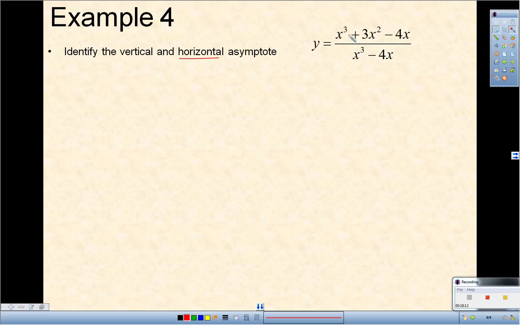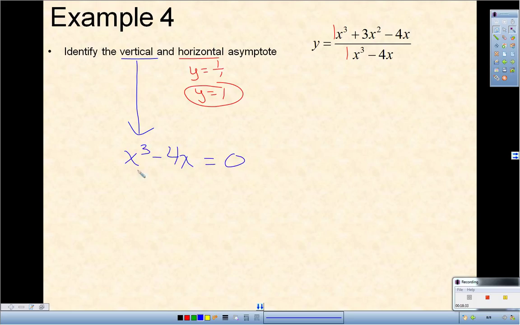Let's do the horizontal asymptote. Notice that the degrees are the same, so just look at the coefficients. So then my horizontal asymptote is going to be at 1 over 1, or simply 1. Y is equal to 1. So there's a horizontal asymptote there. My vertical asymptotes are wherever the denominator is equal to 0 or undefined.